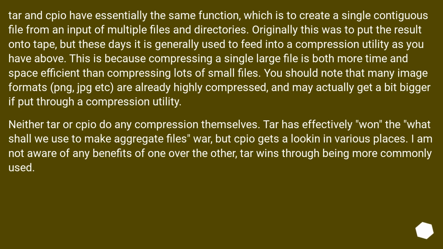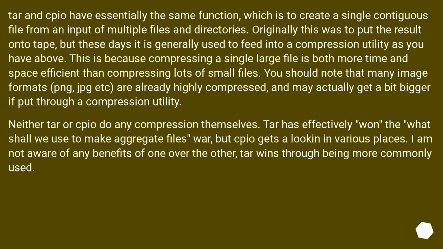tar and CPIO have essentially the same function, which is to create a single contiguous file from an input of multiple files and directories. Originally this was to put the result onto tape, but these days it is generally used to feed into a compression utility as you have above. This is because compressing a single large file is both more time and space efficient than compressing lots of small files. You should note that many image formats, PNG, JPG etc., are already highly compressed, and may actually get a bit bigger if put through a compression utility. Neither tar or CPIO do any compression themselves.